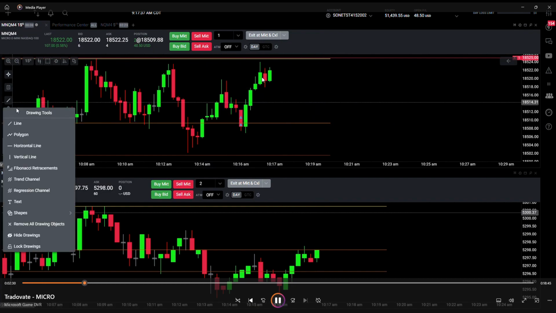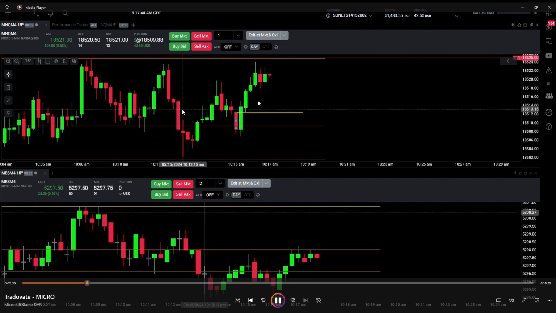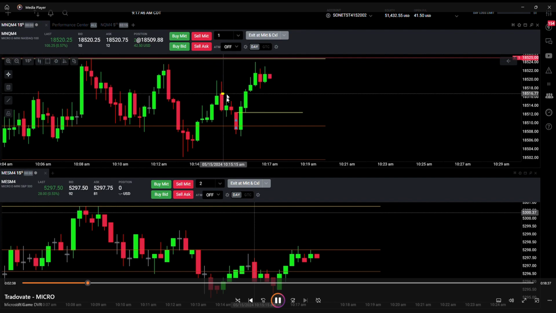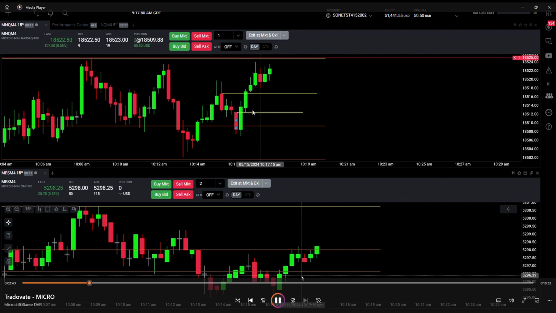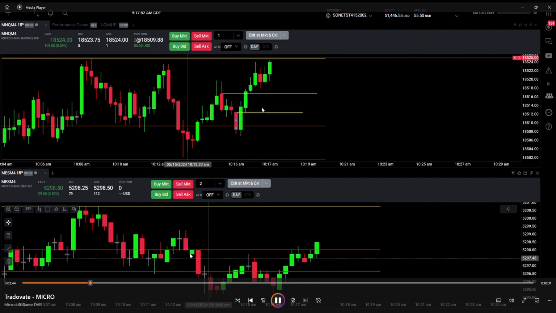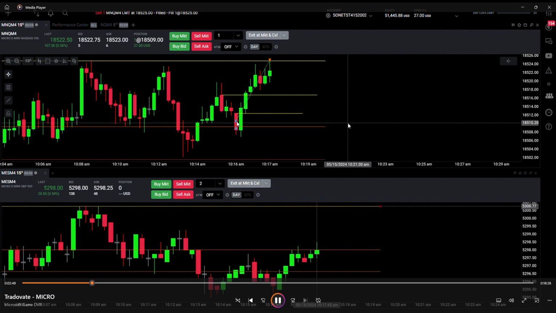As long as NQ and ES, as long as they continue to respect bullish PD arrays, so discount arrays. Order filled. Okay, so there's a partials out on that one.